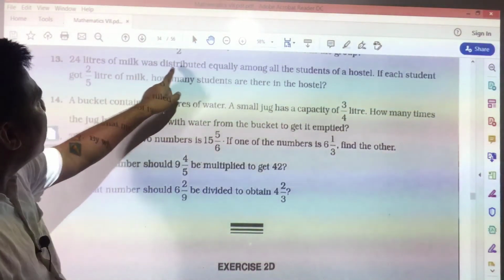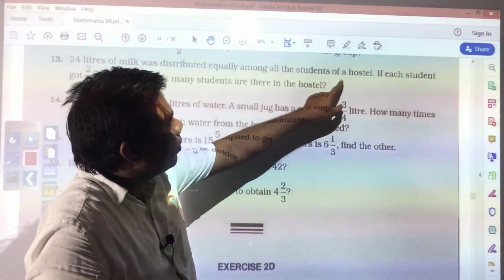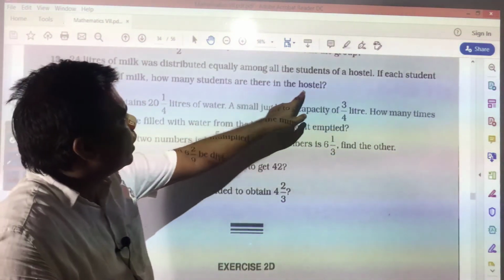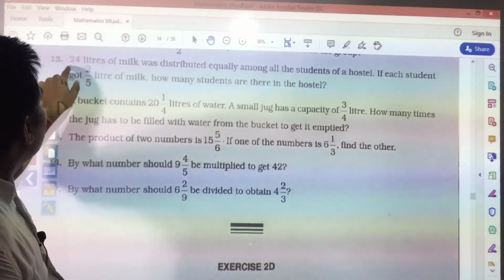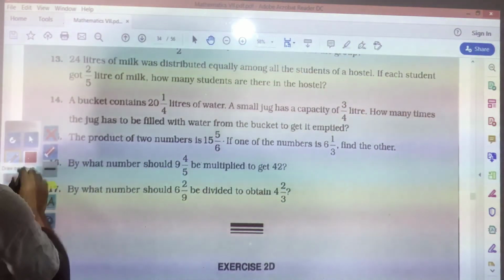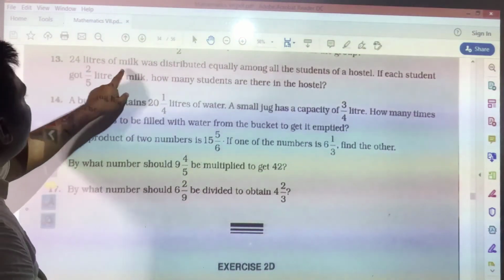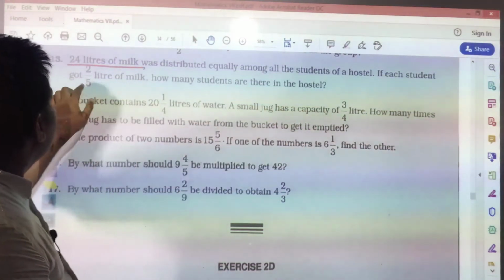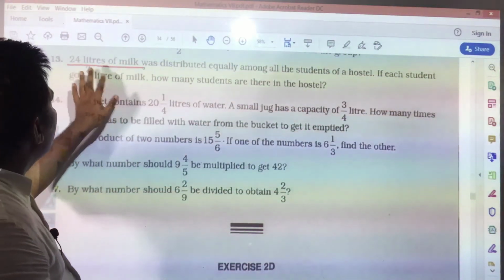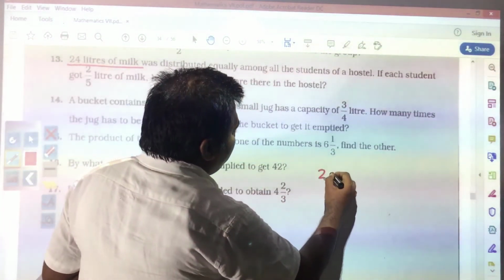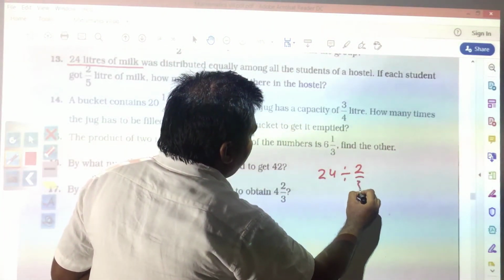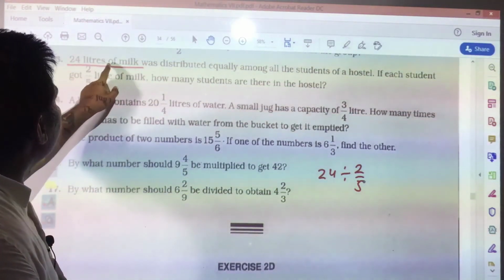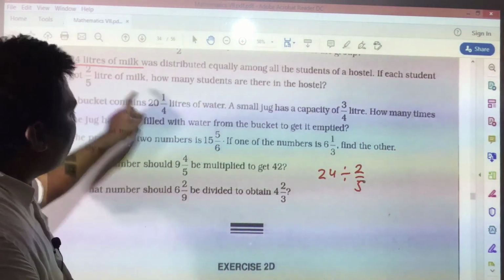24 liters of milk was distributed equally among all the students of a hostel. If each student got 2 by 5 liter of milk, how many students are there in the hostel? Again the same thing is there. 24 liters of milk was there, and this has been distributed among students, and each student got 2 by 5 liter. So, the number of students will be 24 divided by 2 by 5. I think you will be able to solve this easily. So, try to solve 24 liters of milk divided by 2 by 5 liter of milk.